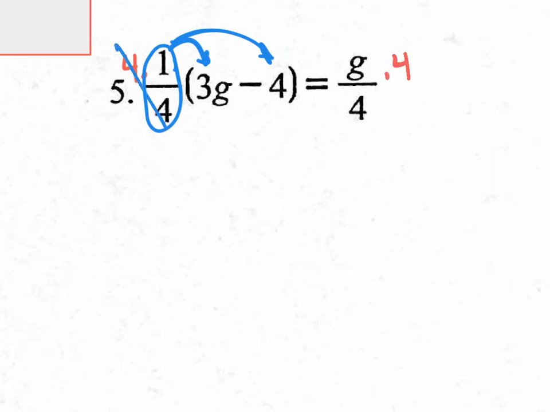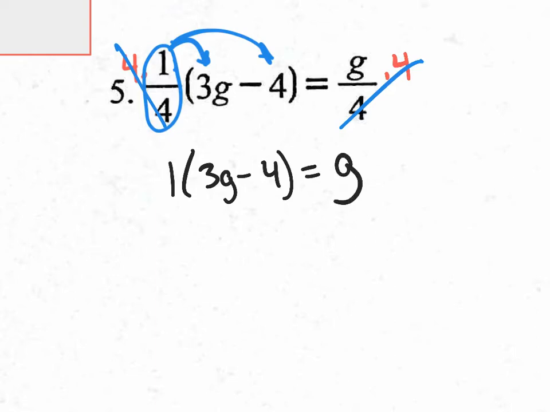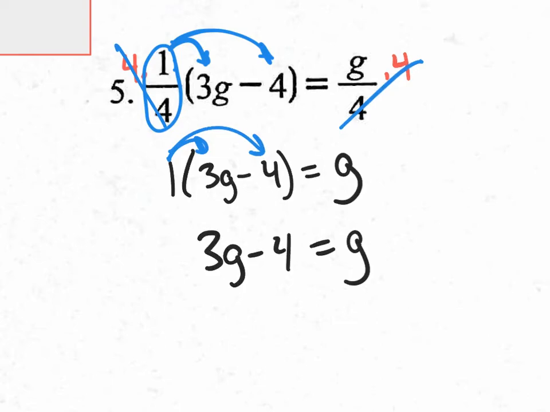Anyway, I multiply by 4 on the left side, I multiply by 4 on the right side, and the 4's cancel out. I end up with a nice 1 times 3g minus 4 equals g. And of course, distributing a 1 is not going to change anything. So what do I have now? I have 3g minus 4 equals g. I need to get g by itself on one side. So what do?